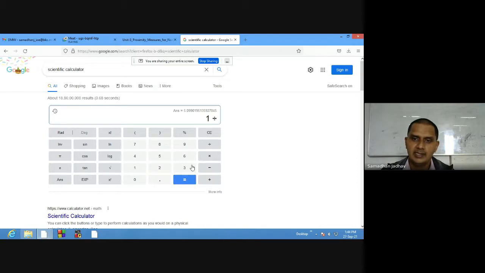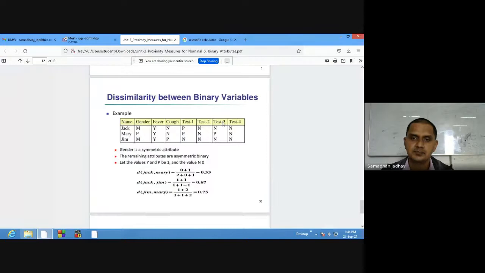1 by 3. What is that? It's 0.33, right? So it's 0.33. Okay. Now similarly for Jack and Jean, dissimilarity between objects Jack and Jean.